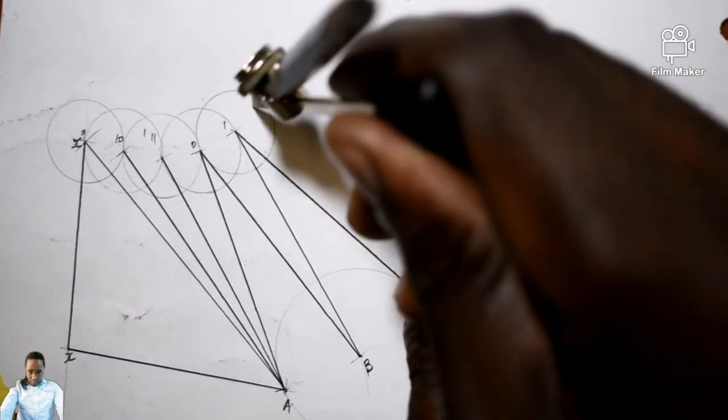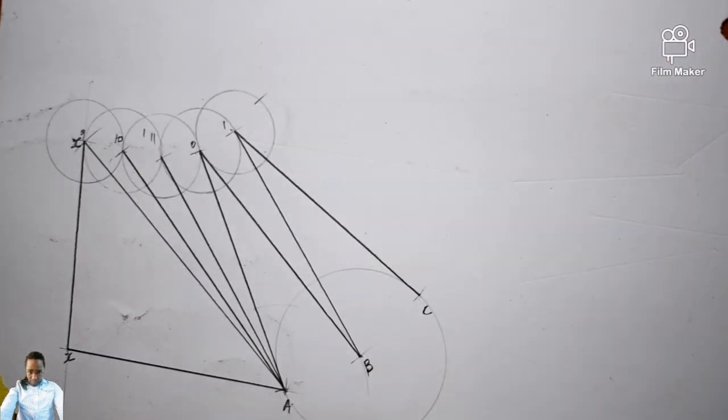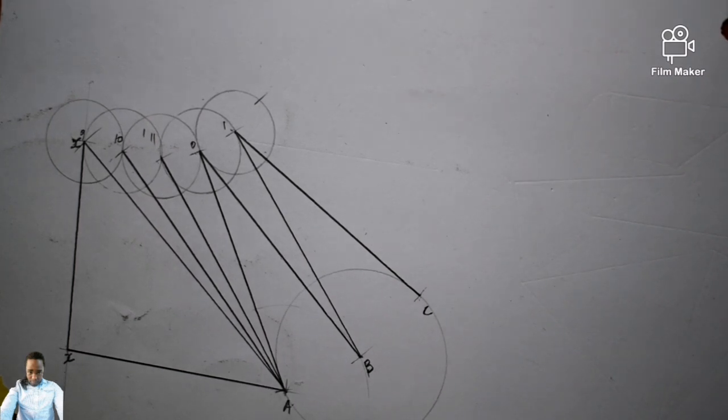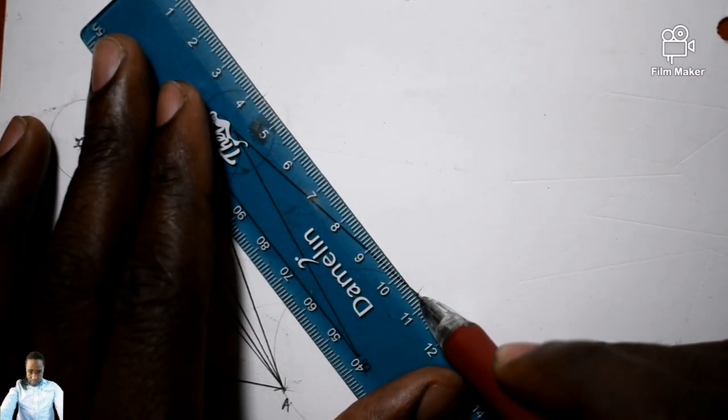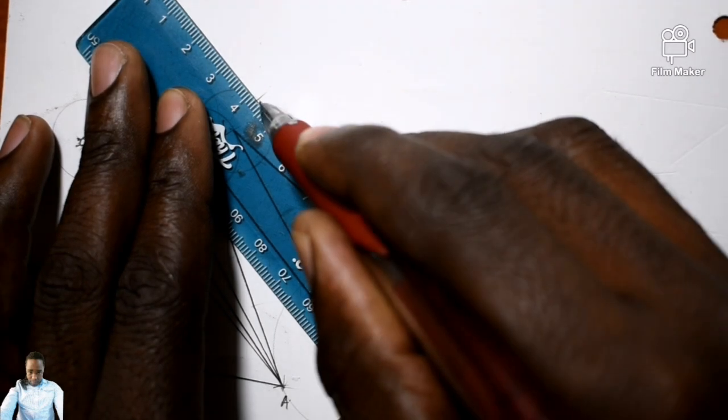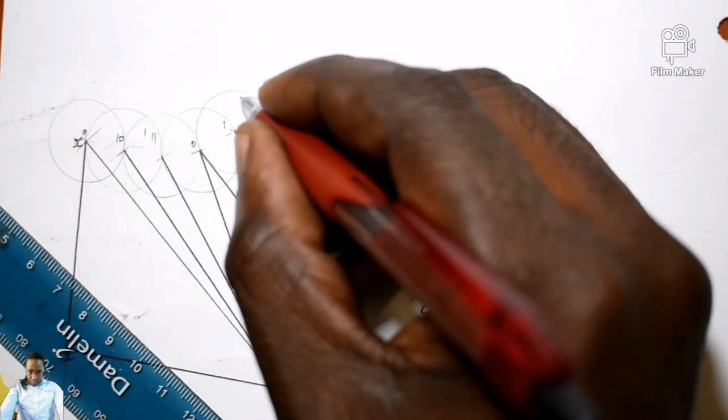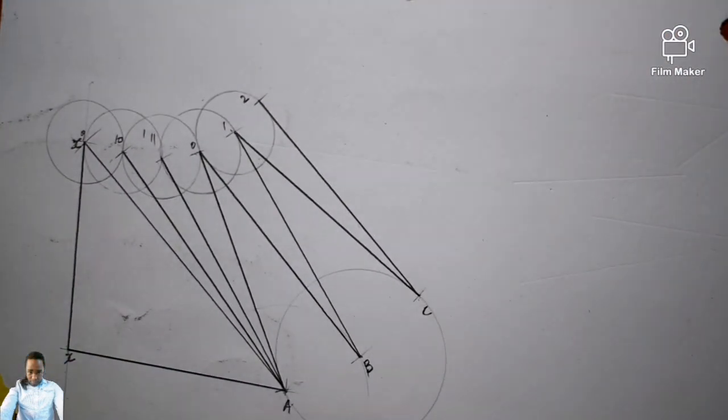Place it at C. Then I mark. Now I can construct it. There you go. This is point 2. So I have to get point D now.